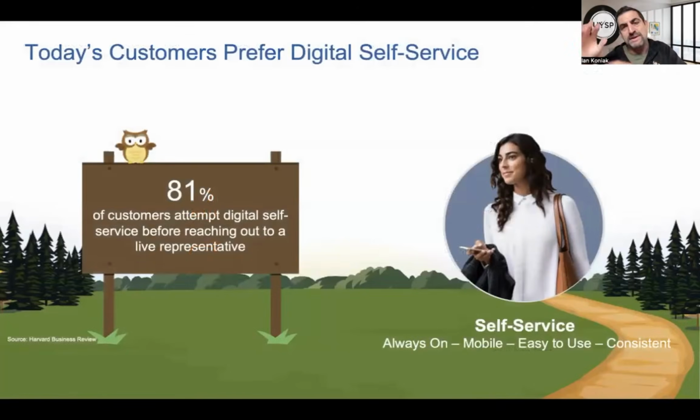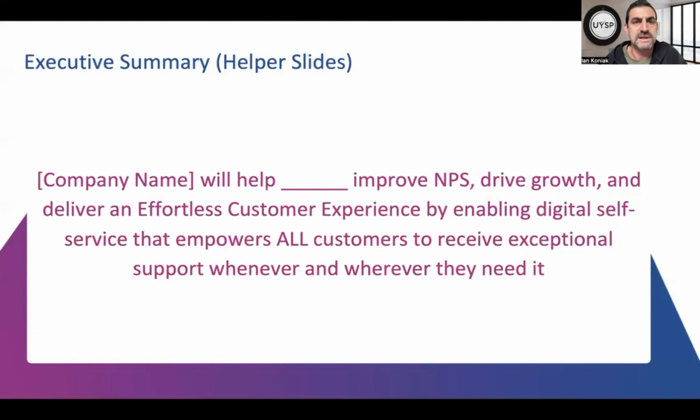And now we pivot to the climax. That whole part was building up to the climax. And the climax is, hey, customers prefer digital self-service. They want to try to fix things on their own before they call into a call center. And this is where Salesforce can help. We're going to help you improve NPS, drive growth, and deliver an effortless customer experience by enabling digital self-service that powers all customers to receive exceptional support when and where they need it.